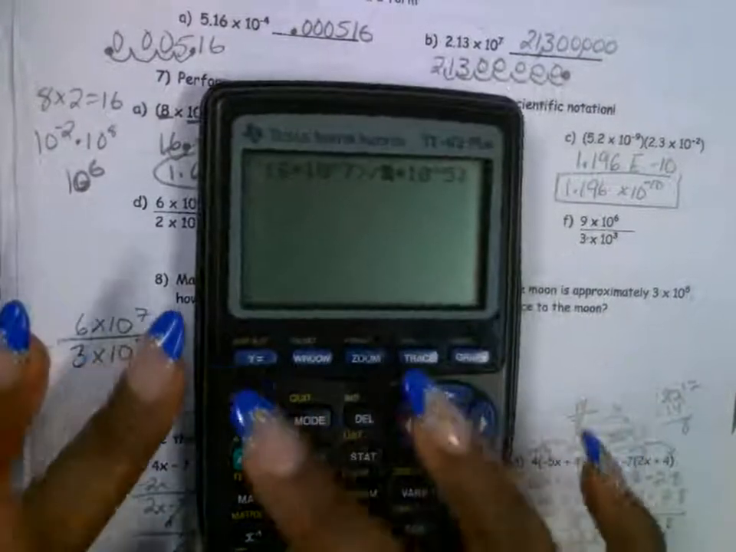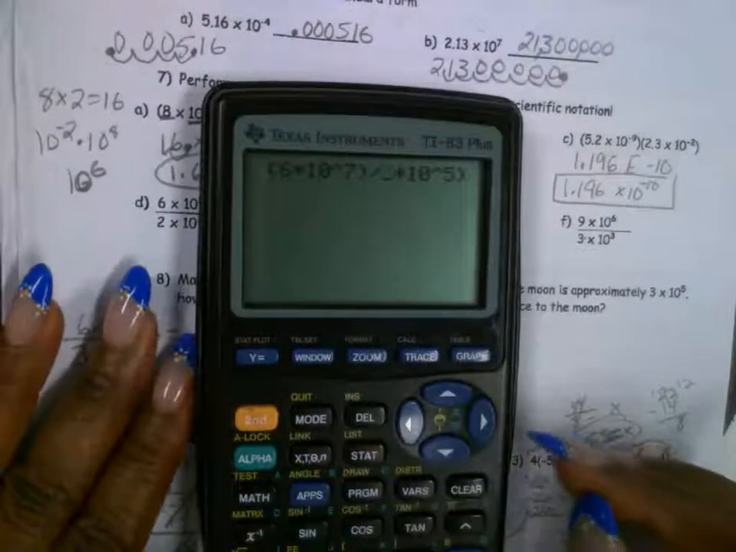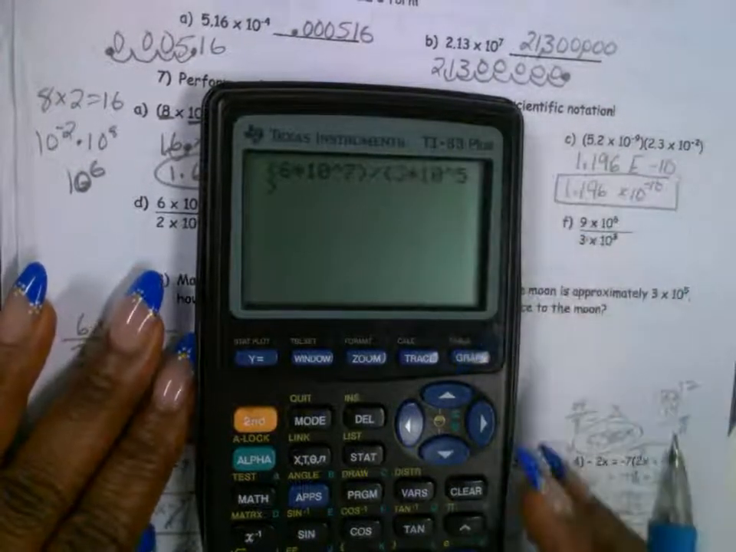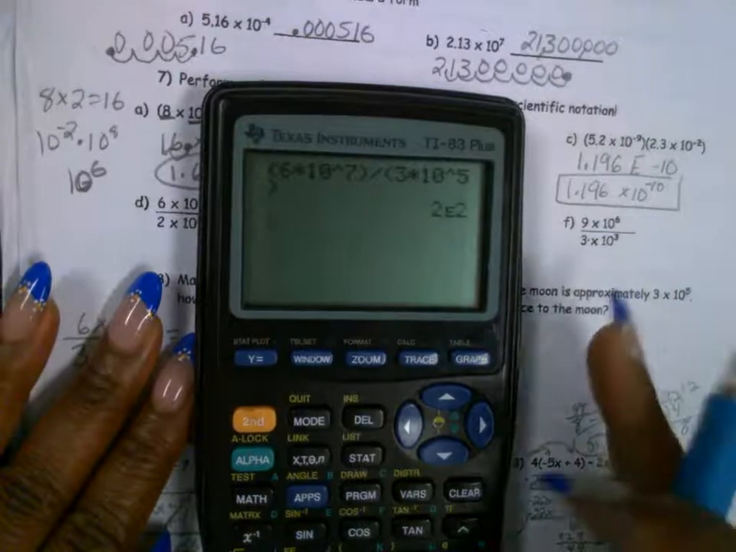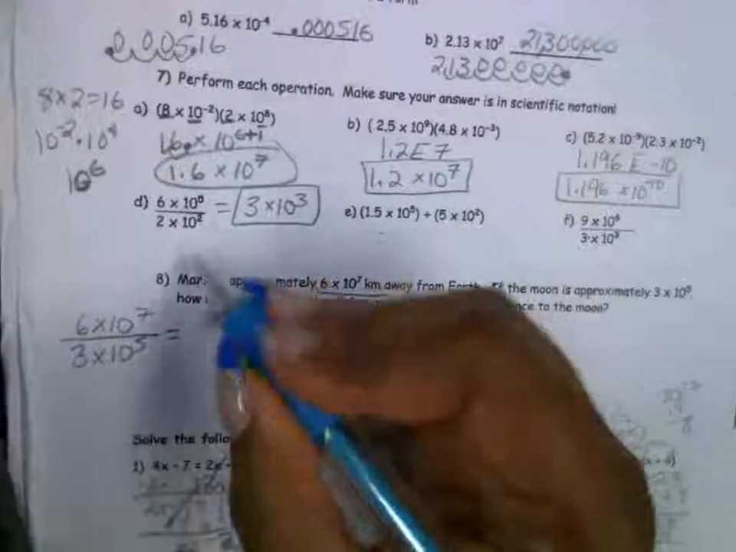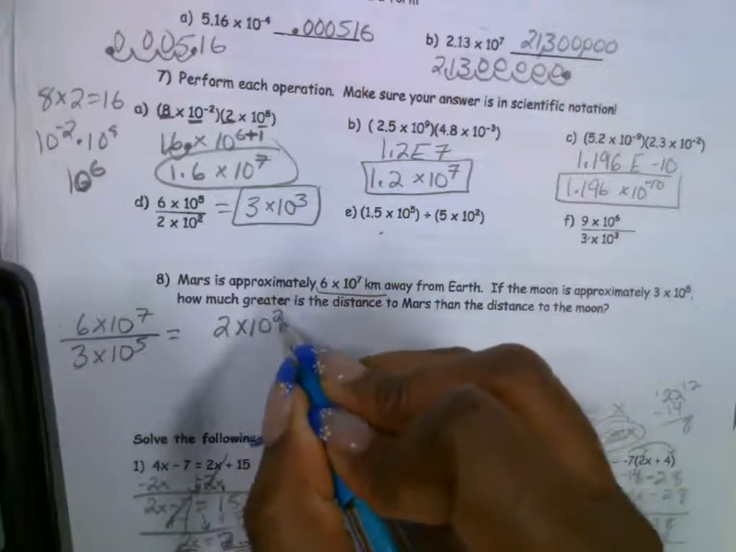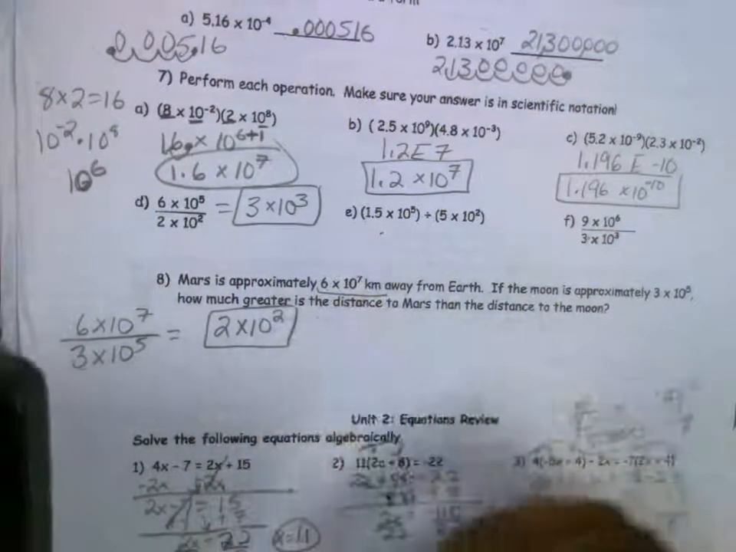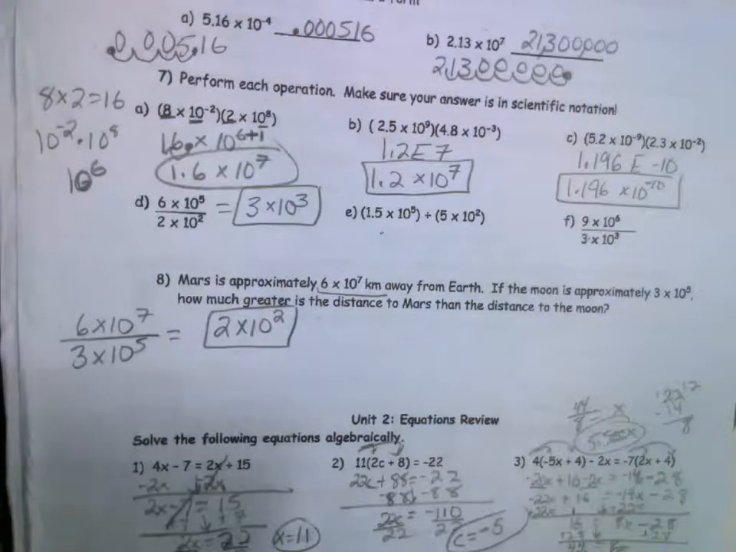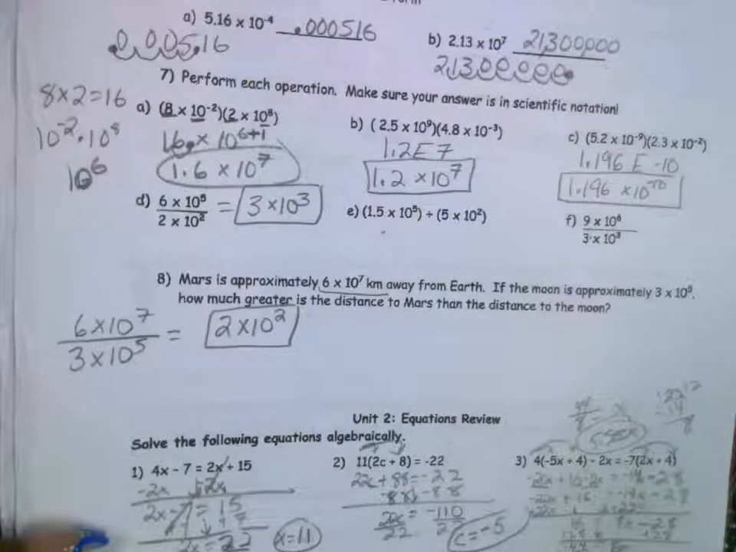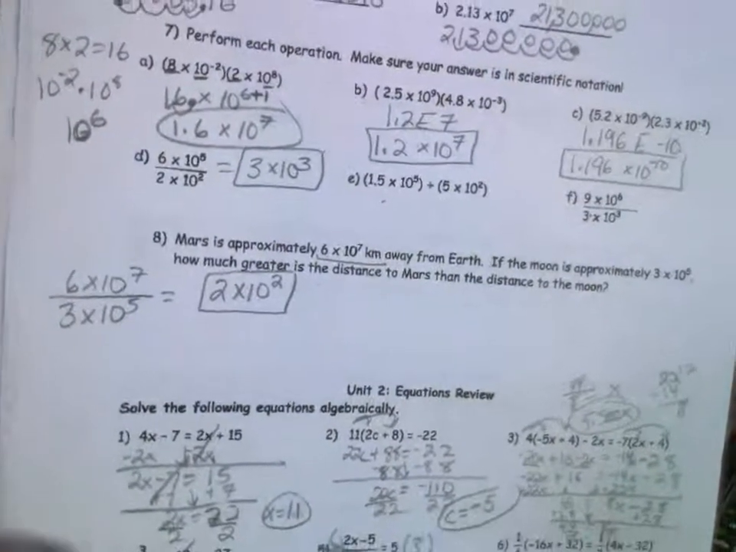I'm going to do an insert, that's second delete, so that way I can just move a number in there. Now I'm going to press enter here, and this gives me 2 times 10 to the second power. This is how many times greater the distance is from Mars. Okay. Any questions? All right. Pause for the calls. All right. Let's move on to the next.